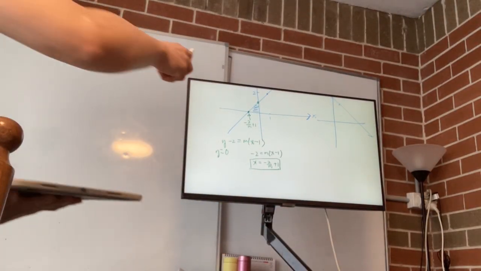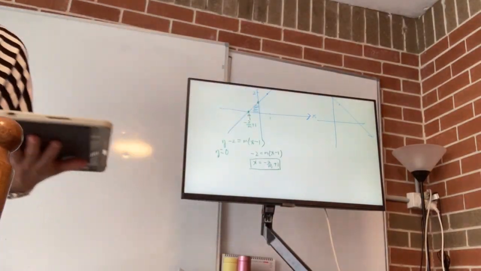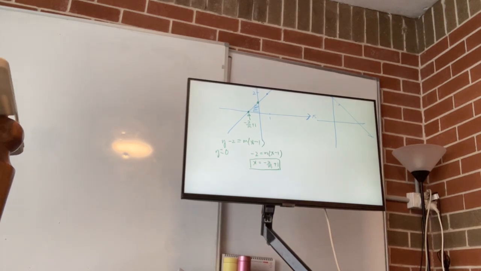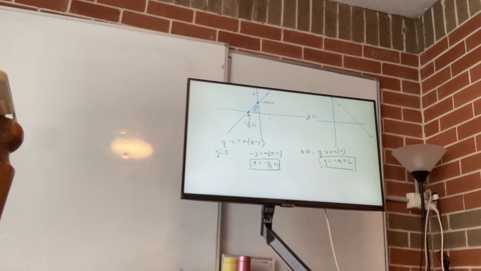Let's find out this point then. The y-intercept means you put x equal to 0. So when x equals 0, y minus 2 equals m times minus 1. So y equals minus m plus 2. So this one is minus m plus 2.